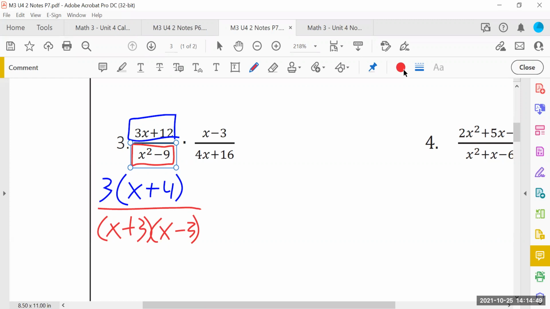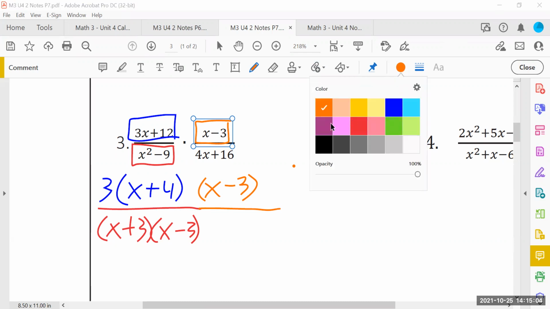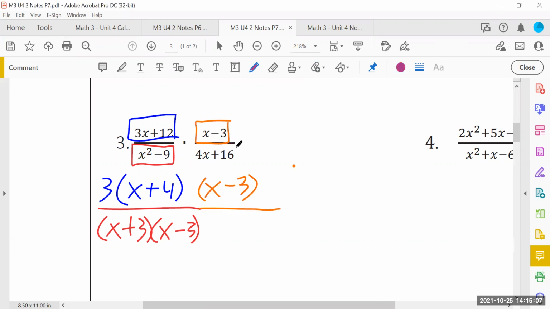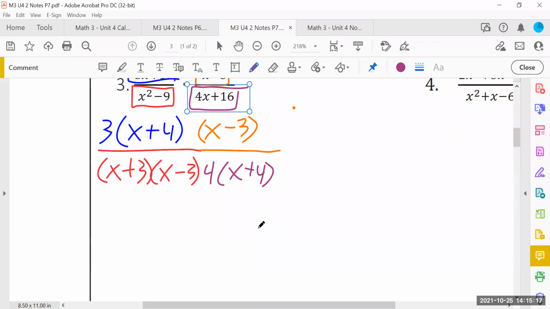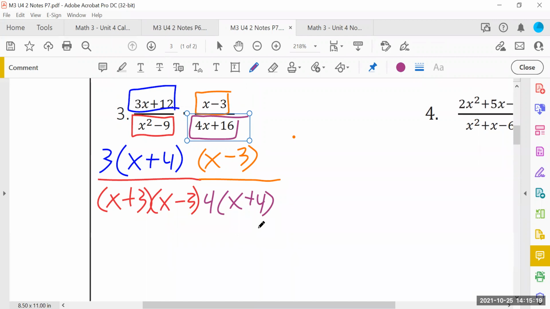Now I'm going to do the same thing for the second fraction. The x minus 3 right here doesn't factor, so I'm just going to put it in its own set of parentheses. The whole thing is one block. And the 4x plus 16, that I can factor a 4 out of, leaving me with x plus 4. 4 times x plus 4. So all I've done so far is factor it all and say, okay, all the top factors are on top, all the bottom factors are on the bottom, all multiplied together.